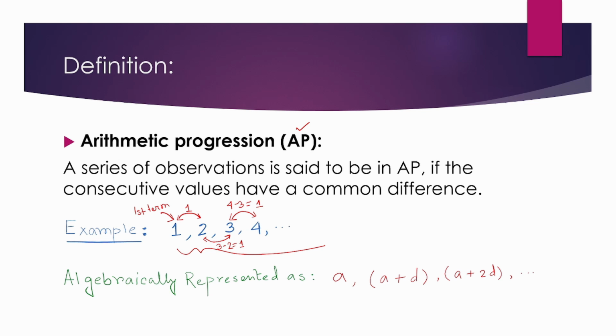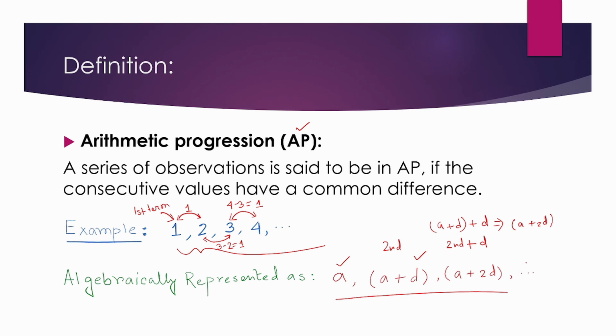Okay? So in that way we can represent this series algebraically in this form, right? First we start with the value a, this is the initial value. The second value will be added by the common difference d. Then this is the second term. For the third term, we add the second term plus the common difference d, which is a plus d added with d, which will give rise to a plus 2d.